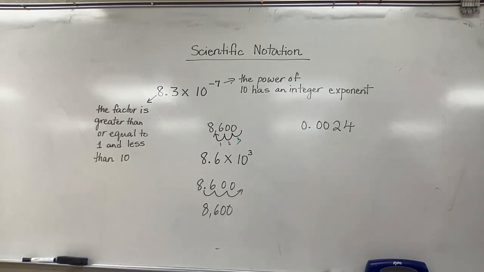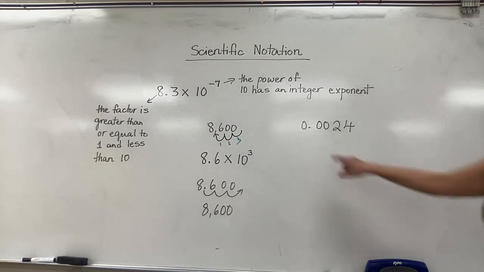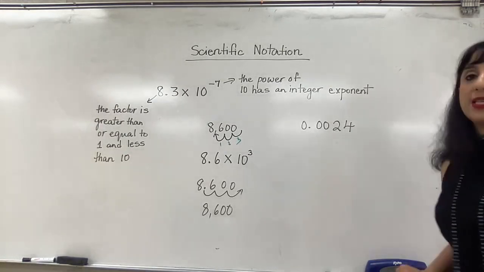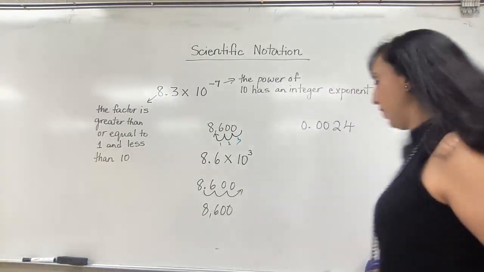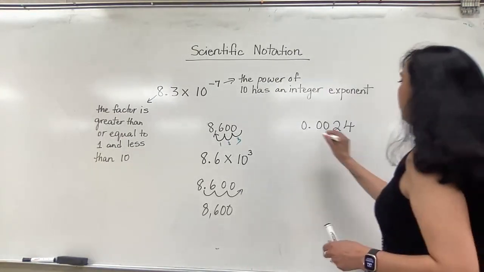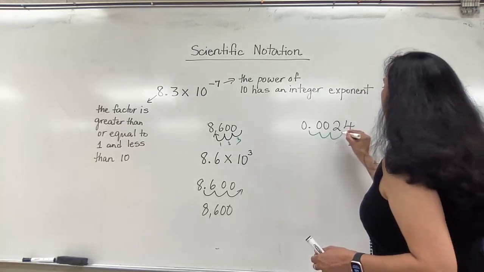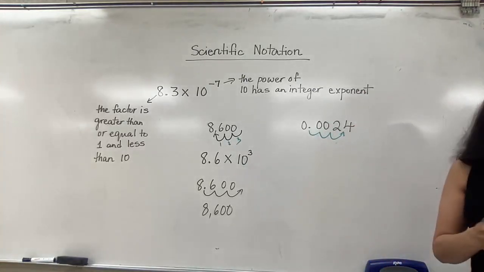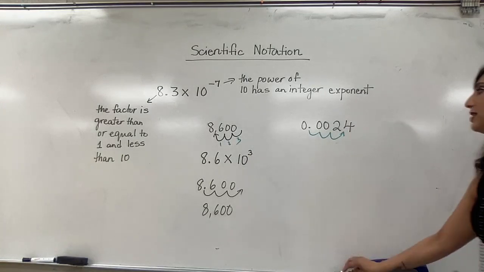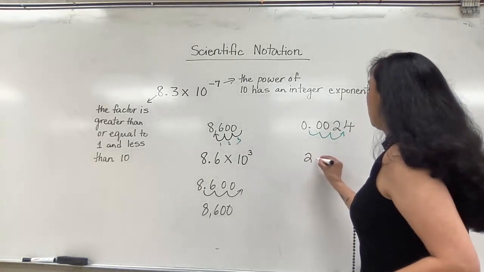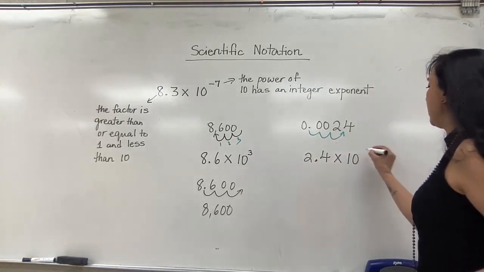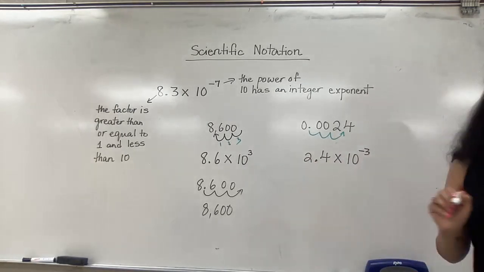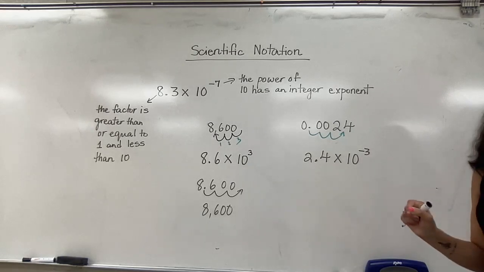When your decimal is moving to the right, then I am going to get a negative exponent. So here we go: 1, 2, 3. I have moved 3 places to the right in this case, and so this is 2 and 4/10 times 10 negative 3. Negative 3 as an exponent.